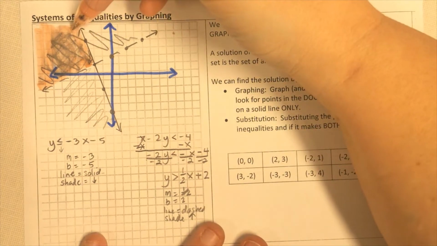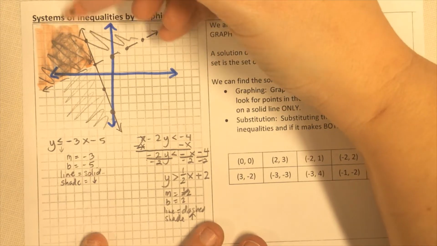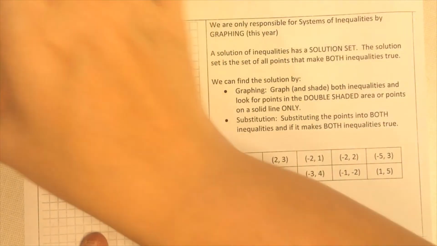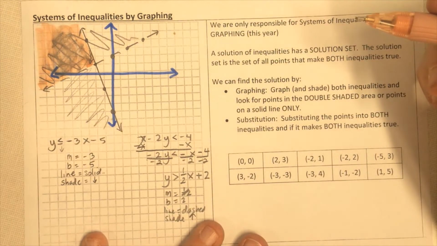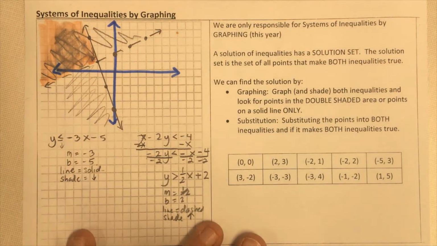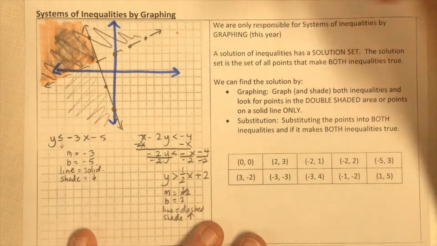Okay, so I know that this shaded area is going to continue on going that way and back that way, because remember, it's lines, so this whole block forever and forever is going to be part of my shaded area. Okay, so this is how I graph a system of inequalities. I look for the double shaded area.